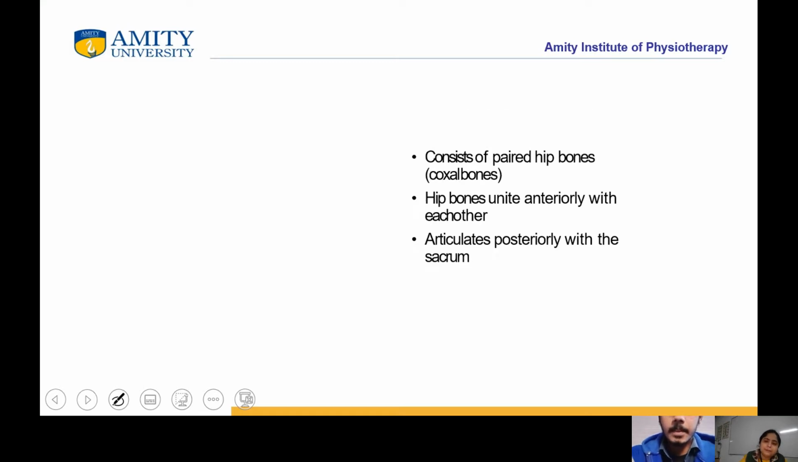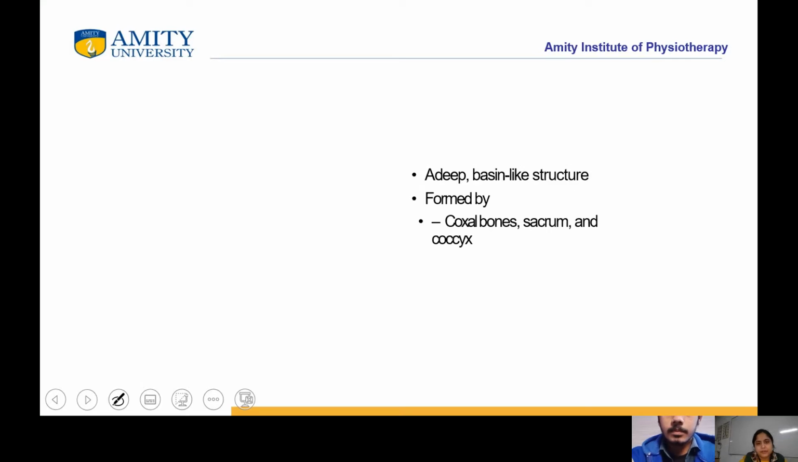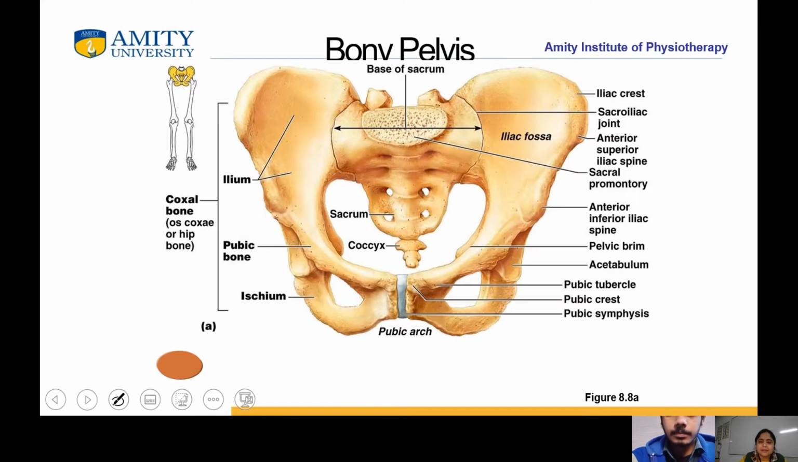than the upper limb. It consists of paired hip bones, the coxal bones, and they unite anteriorly with each other by the pubic symphysis and posteriorly with the sacrum, forming the sacroiliac joint. There is a deep basin-like structure formed by the coxal bone, sacrum and coccyx.